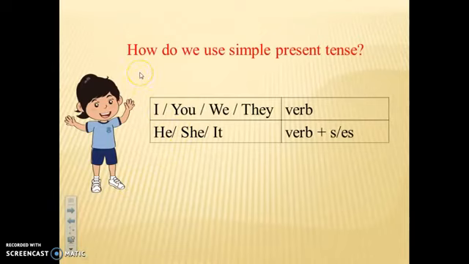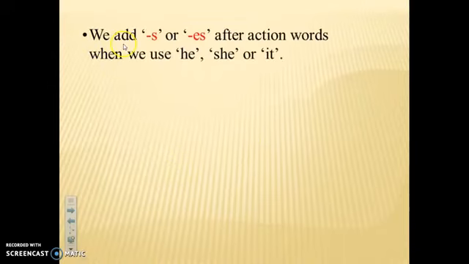So how do we use simple present tense? Well, if we use I, you, we, or they, we can just use the verb. But if we use he, she, and it, we need to use the verb plus s or es. Let's look at it together. So we add s or es after action words when we use he, she, or it.